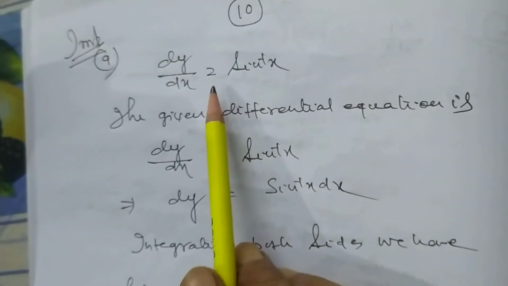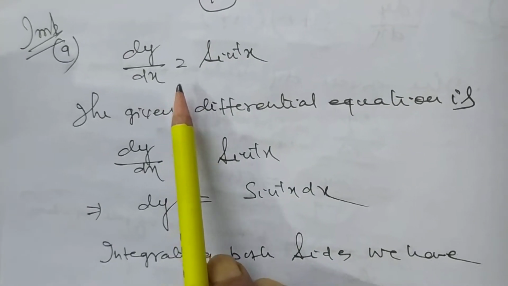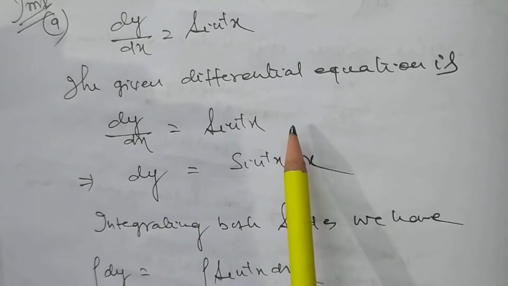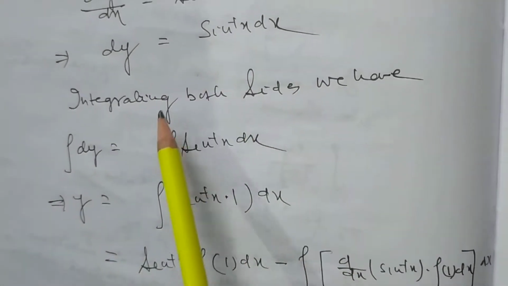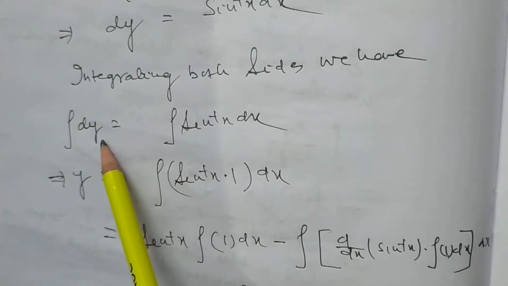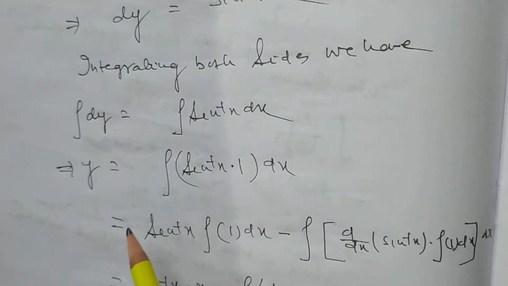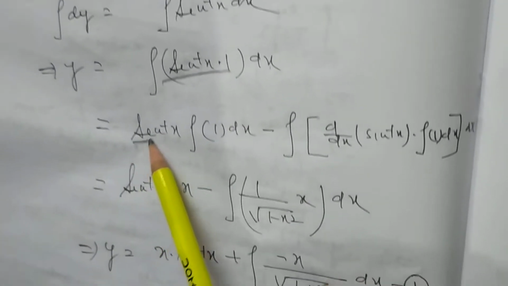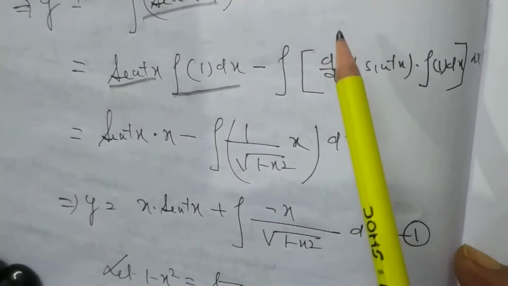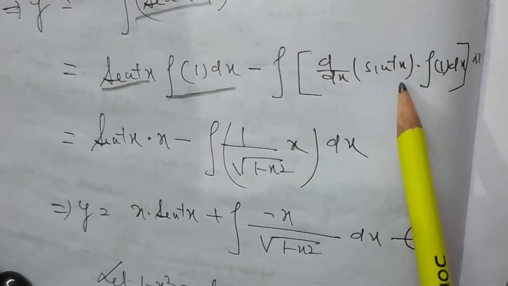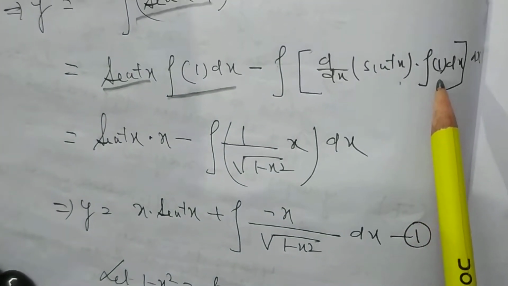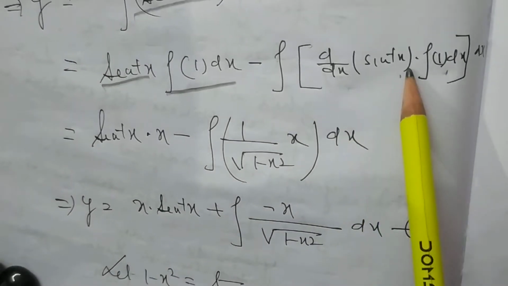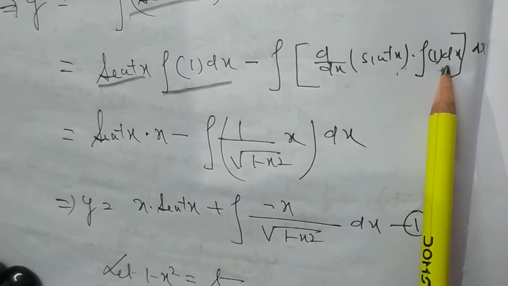My dear student, I want to solve problem number 9. dy by dx is equal to sine inverse x. The given differential equation is of the form dy by dx is equal to sine inverse x. dy is equal to sine inverse x dx. Integrating both sides, we have integration of dy is equal to integration of sine inverse x dx. So y is equal to integration of sine inverse x into 1 dx. So sine inverse x into integration of 1 dx, minus integral of d by dx of sine inverse x into integral of dx.